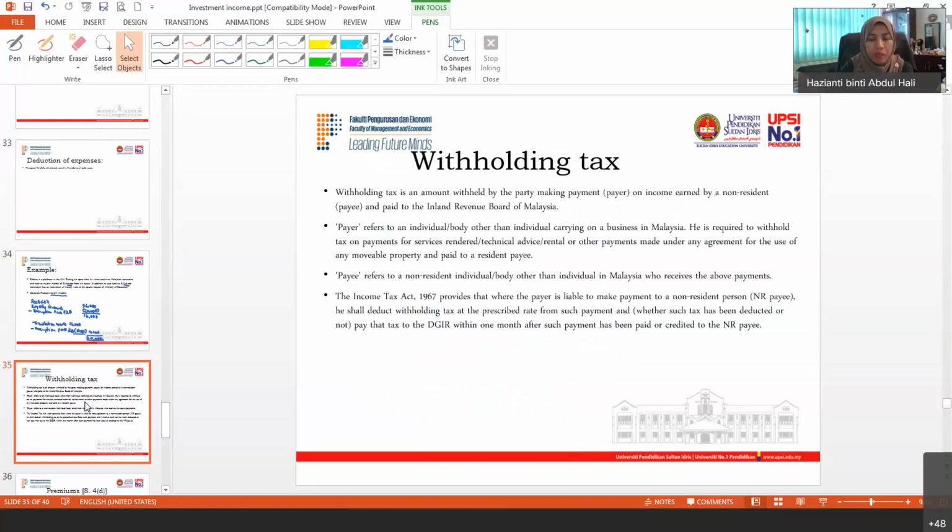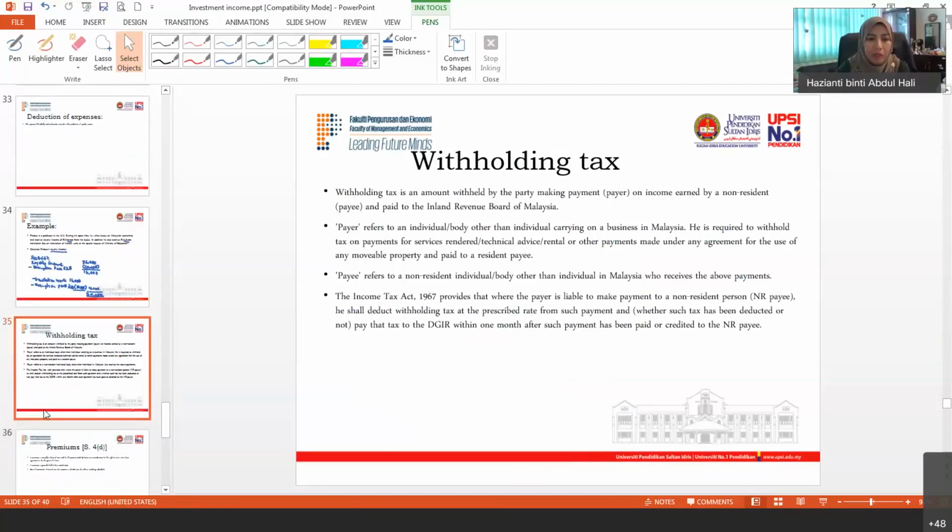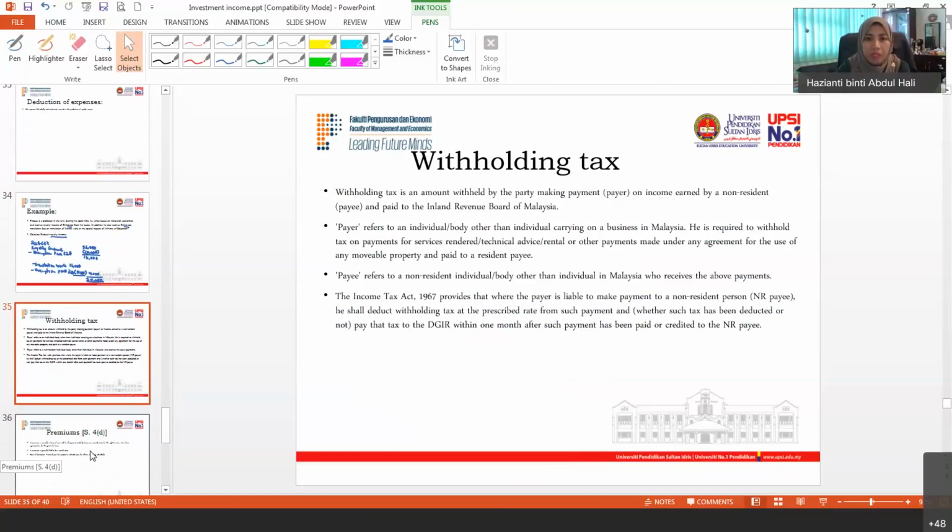Alright, next one we have withholding tax. This is actually for the non-resident, which means if a company or individual hires a non-resident to work, he or she has to withhold tax on payment under the agreement of that particular non-resident. Then the non-resident will receive the remaining portion of that income, and under the Income Tax Act, the payer or the employer is liable to make payment to a non-resident and must deduct the withholding tax. I don't have the example for this one, but you can just read the withholding tax part.